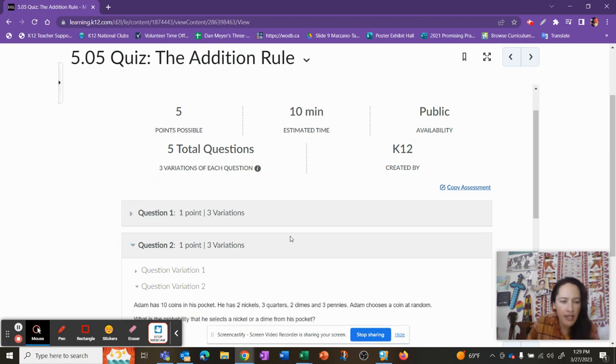Let's take a look at this one. Adam has 10 coins in his pocket, 2 nickels, 3 quarters, 2 dimes, 3 pennies. Adam chooses a coin at random. What is the probability he selects a nickel or a dime from his pocket?